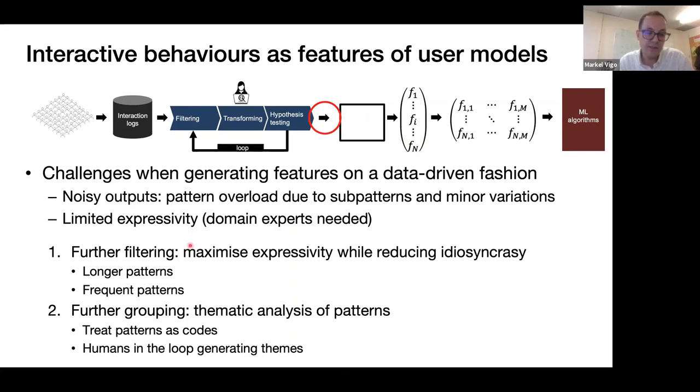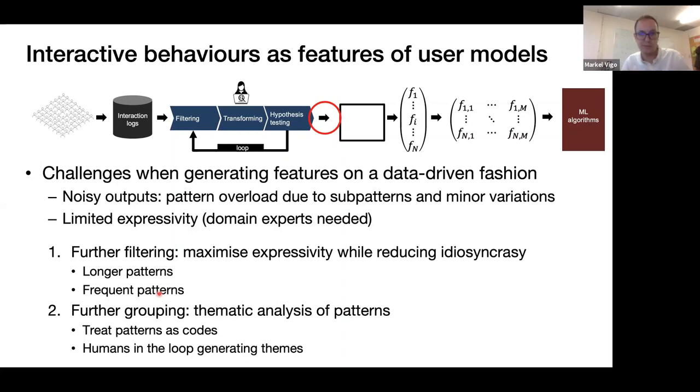So we do further filtering by using this criterion. We want to maximize expressivity while reducing idiosyncrasy, meaning we want longer patterns, which means that the longer the pattern is, the more expressive or the more semantic knowledge it may contain, okay? And we want long and frequent patterns. Unfortunately, the most frequent patterns are the short ones due to probabilistic reasons. Therefore, you have to strike a balance here to make a choice of the patterns you want. And then you can do further grouping by doing, we said, why don't we do some kind of thematic analysis of patterns?